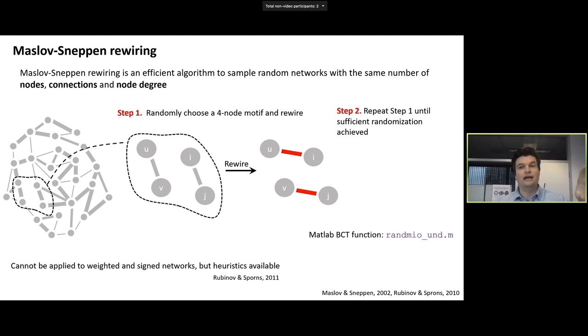And this gives us 1 sample from that null space. And we can do that again. And so we can generate a family of null networks, and we can compute our network measure in each member of that family. And this enables us to build up an empirical null distribution. It is a little more difficult to do this for unthresholded weighted networks, but check out the work of Rubinov and Sporns for some extensions of Maslov-Sneppen rewiring in those cases.